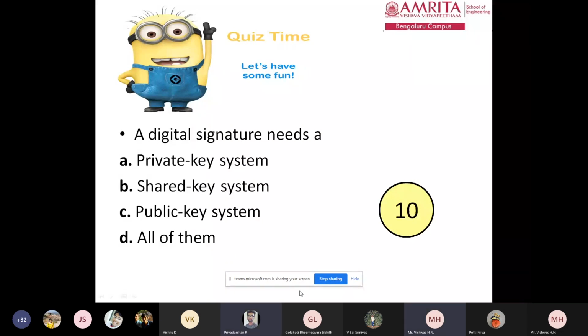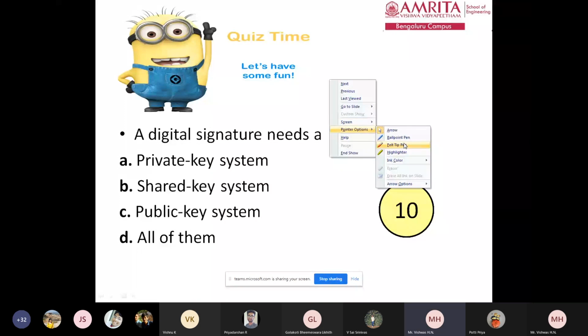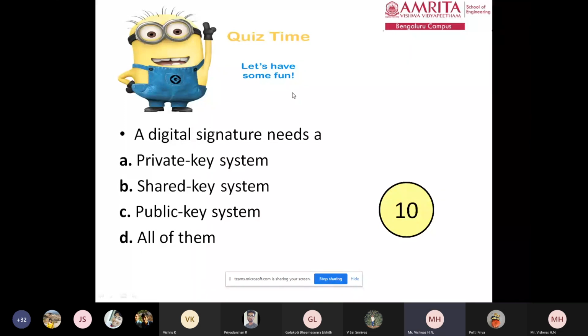See, let me again write it down. Okay, you will see that in the upcoming slides again. But keep this in mind. I'm not going to give you the answer. What keys do you require for digital signatures? Do you need private key? Do you need shared key? Do you need public key? Or do you need all of them? Okay, just think about it. Keep this in mind. I will answer this to you after some time after discussing digital signatures. The upcoming thing is digital signature. We'll be discussing that.